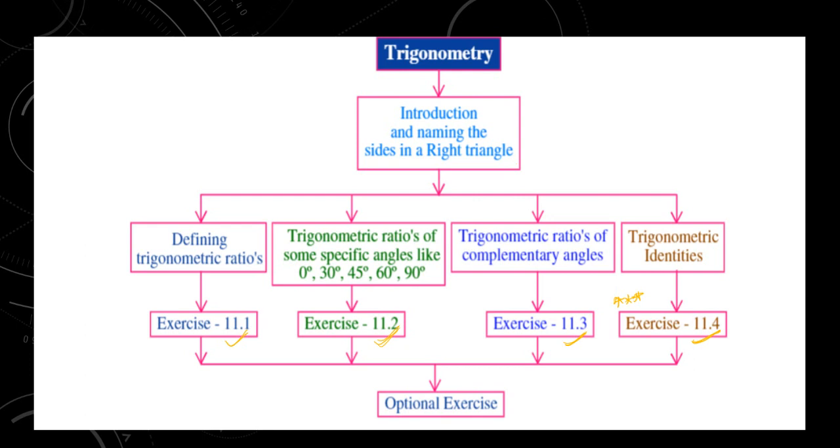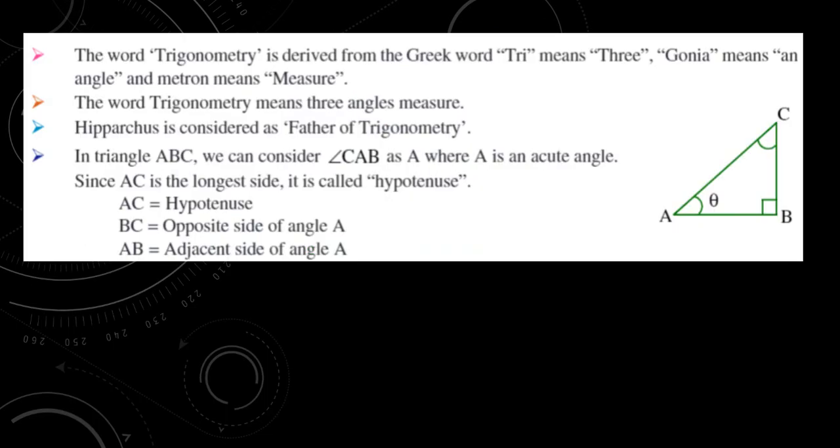First of all, getting into the introduction. Trigonometry is a word derived from Greek. It is a combination of three parts: tri, gonia, and metron. These are three words which have their own meanings.